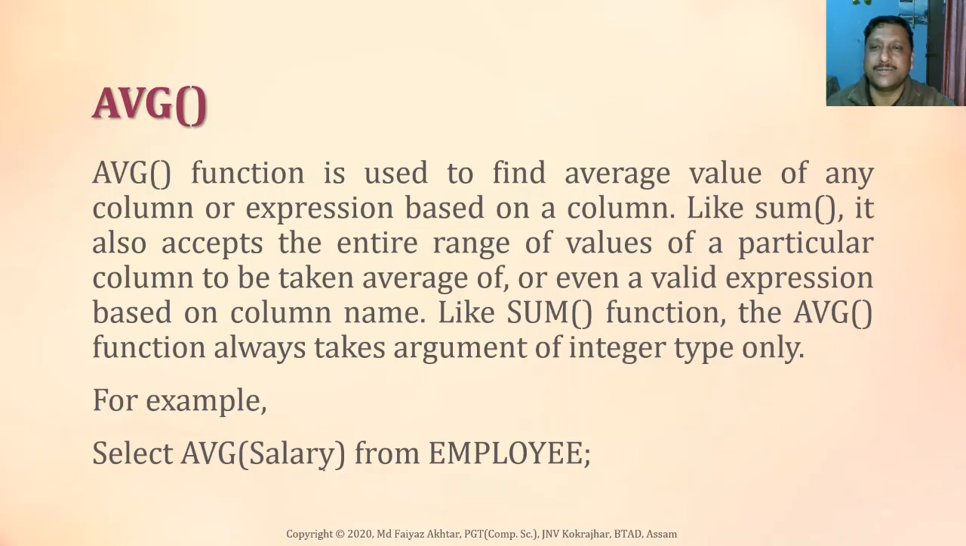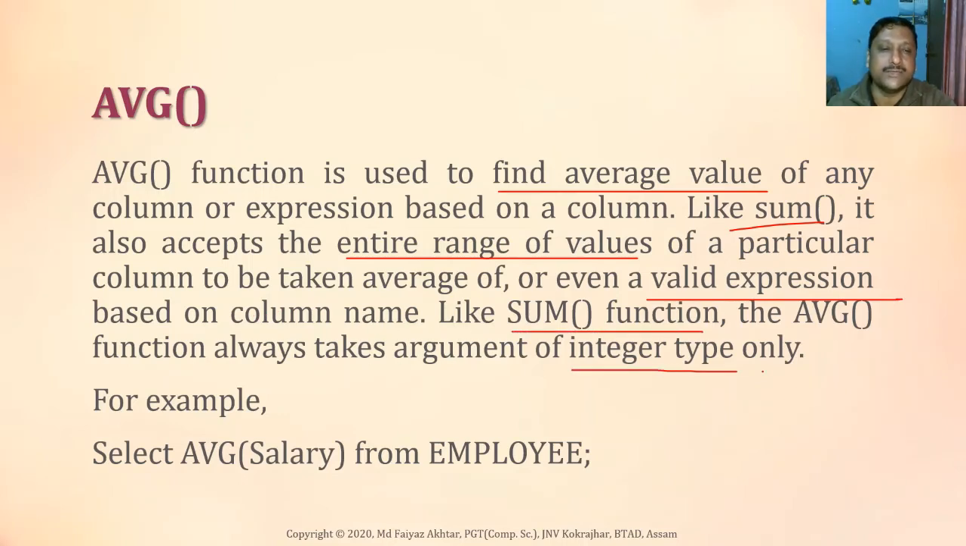Next, average, you have seen. The average function is used to find the average value of any column or expression based on a column. Like sum, it also accepts the entire range of values, a column to take an average of, or even a valid expression based on a column name. Like the sum function, the average function always takes an argument of integer type. The average function and sum function require integer type columns only. So the example is select average salary from employee. What is the average salary of the employees? You can see.